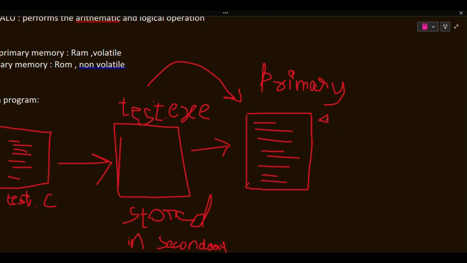Now, once the file is moved to the primary memory, CPU starts executing the instructions line by line. It takes the first line, it fetches and identifies which operation is required and tells the ALU to execute that operation.